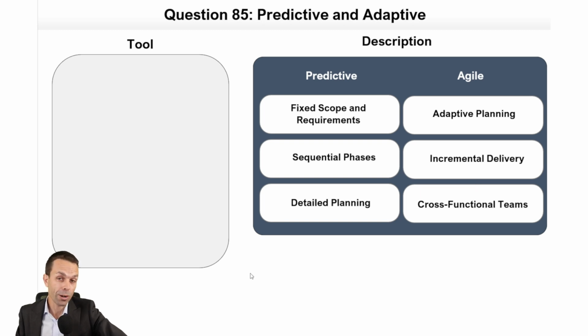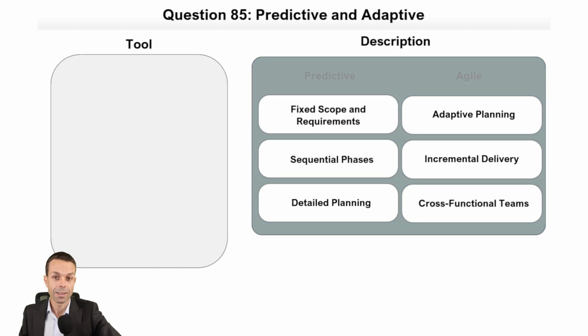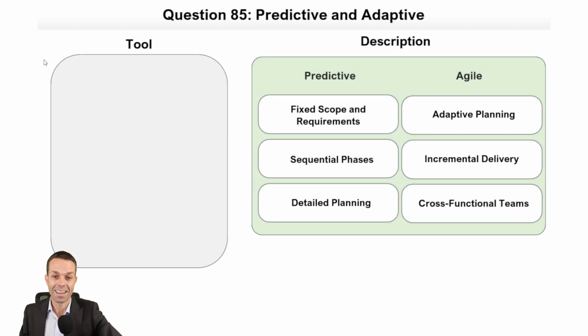And do you remember our cross-functional teams? The T-shaped team member. So a broad range of different skills, but one deep specialty. So that's our T-shaped generalizing specialist. Very, very important to have in the team if you can. Let's quickly check that one. And there it is. Excellent. So those are your predictive and agile ways of working.